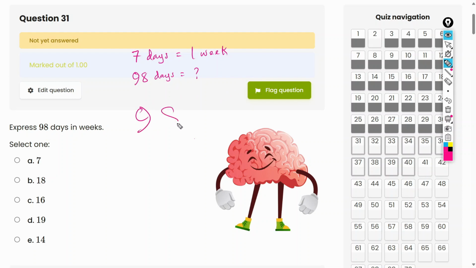So we are dividing 98 days by 7. 7 into 7 is 1. 7 into 9 is 1, remainder 2. 7 into 28 is 4. So that's 14 weeks. So 98 days will give us 14 weeks.